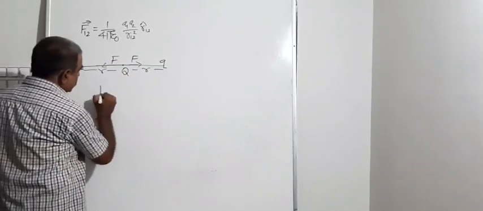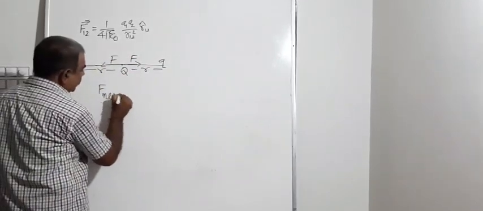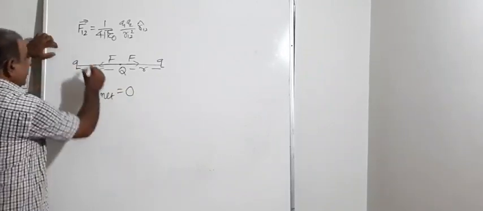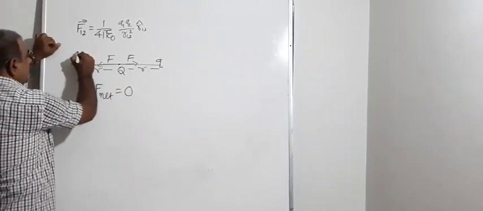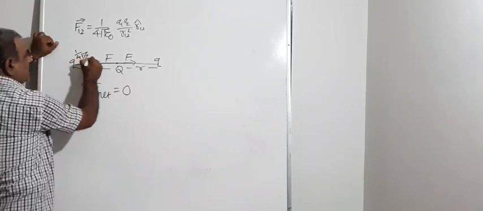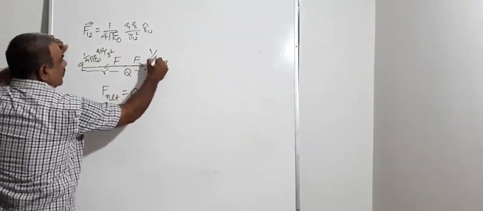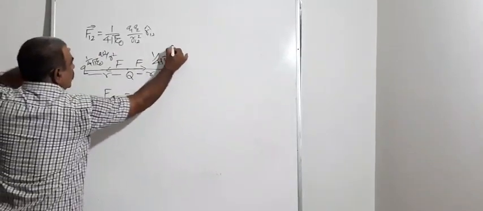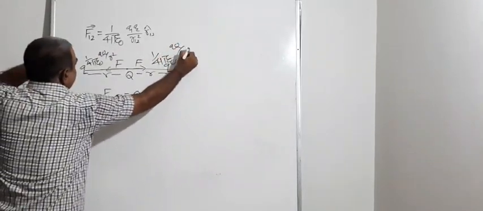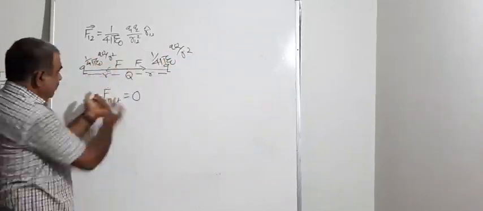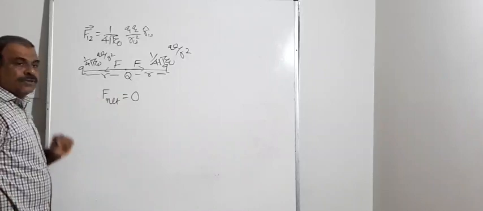The net force is 0. Although if I take the magnitude, it will be 1 over 4 pi epsilon 0 Q by R square. This will also be 1 over 4 pi epsilon 0 Q by R square. So magnitude-wise they are the same if I consider the sign of charge, but direction-wise they are opposite, so net force is 0.